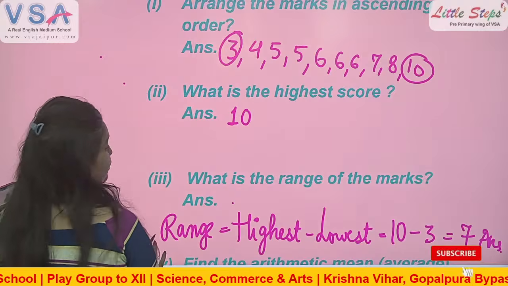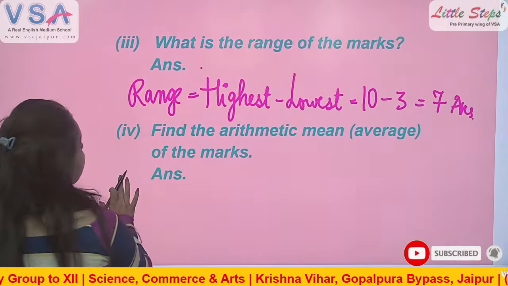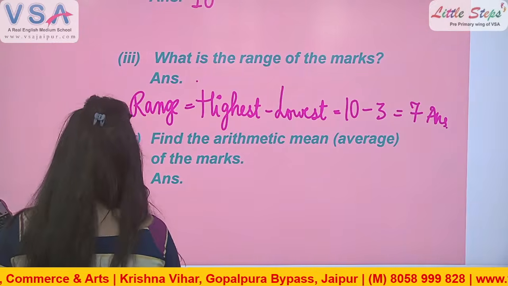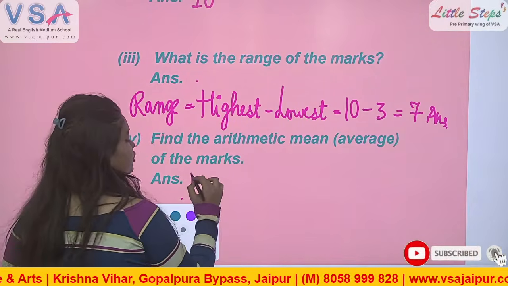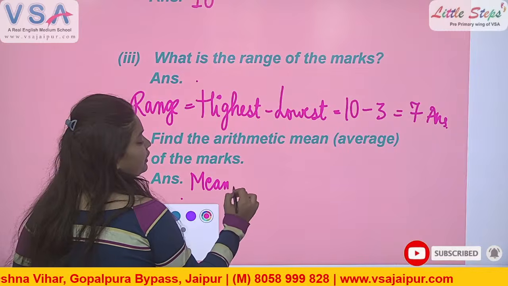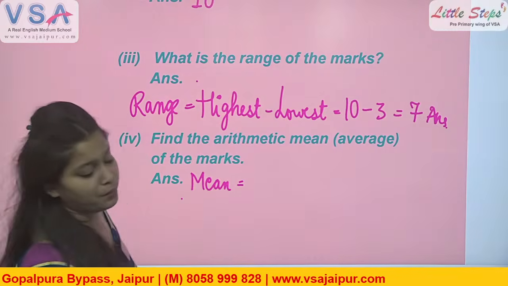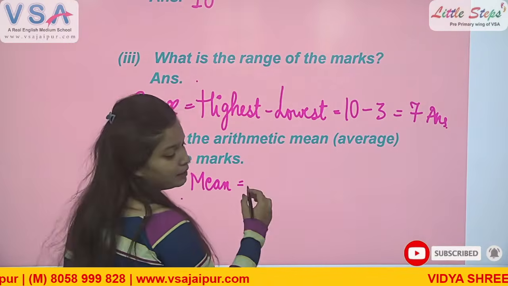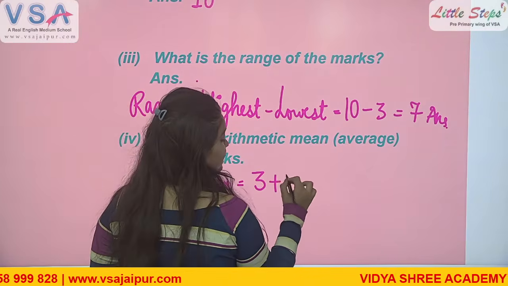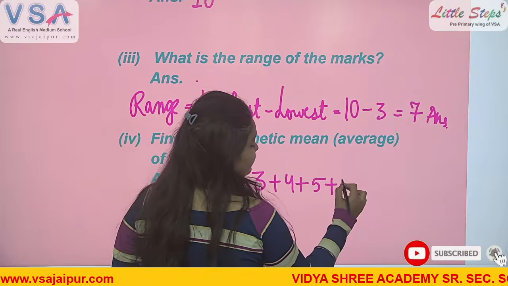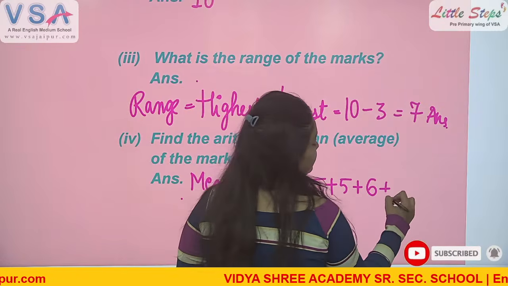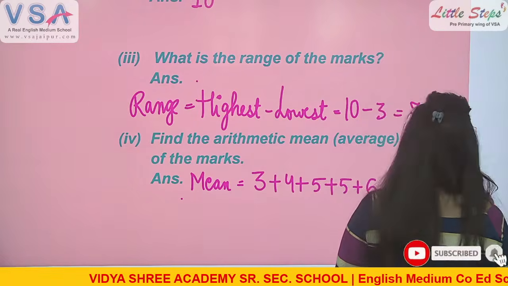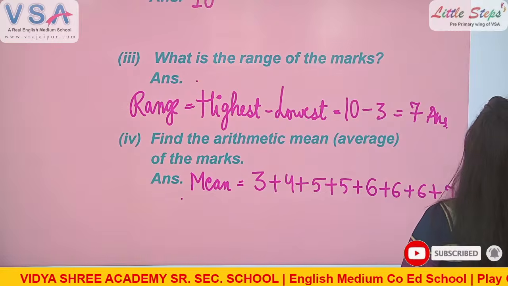Moving on to next part of the question. So this question is saying find the arithmetic mean of the marks. So what are the numbers we have? We have to find out the mean. You all know the formula of mean. I already told you: sum of all observations upon total number of observations. So add all the numbers. 3 plus 4 plus 5 plus 5, 3 times 6. Then we have 7, 8, 10. These are the only numbers we have.